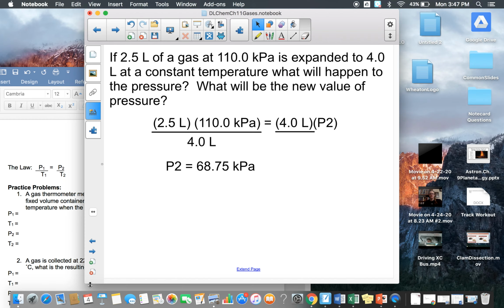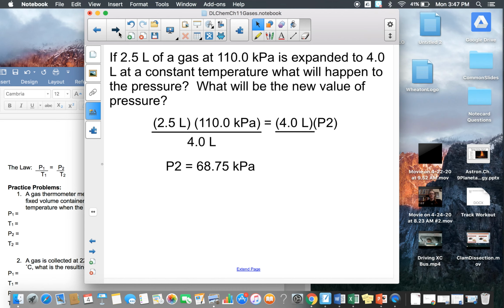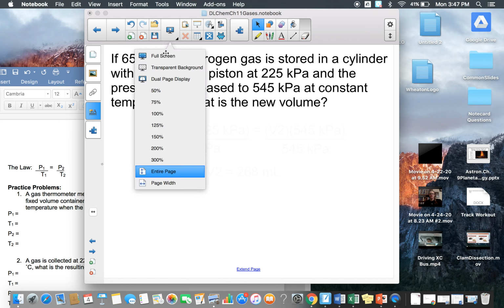Now you can check this to make sure that you're right. I'm going to get my calculator here. 2.5 times 110, start over, it's 275. So if I take 4 times my answer, 68.75, I get 275. So I know I did this right. See, there's a way for you to check this on all of the gas laws. It's kind of cool. Moving on to second example.